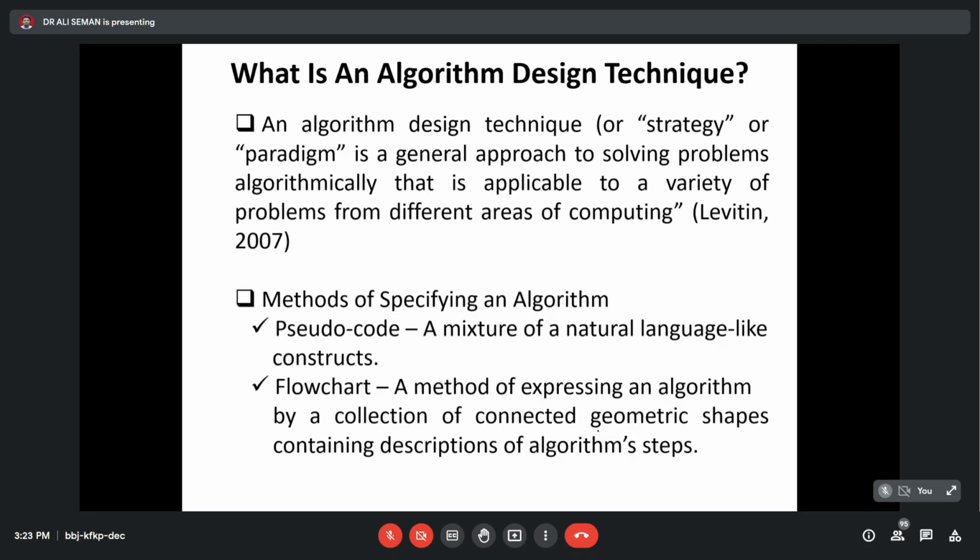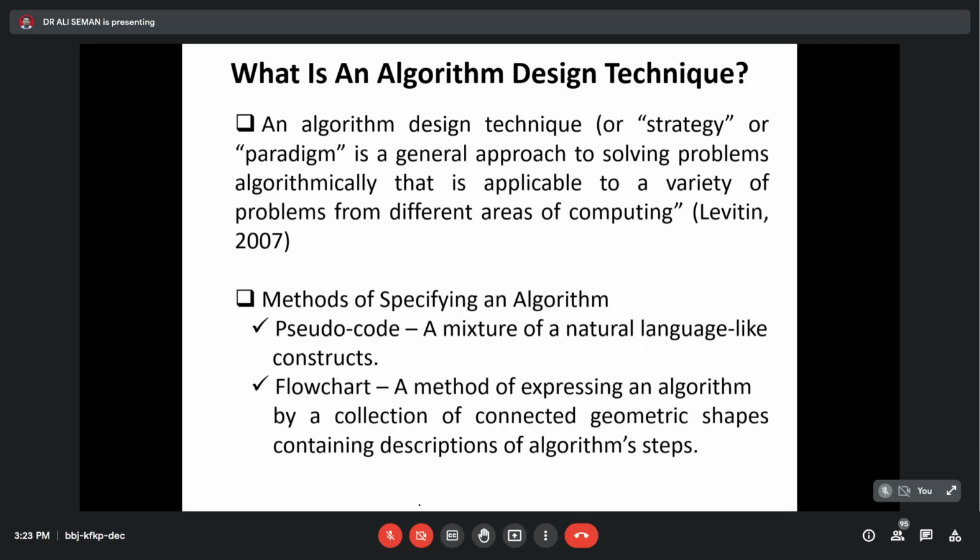What is an algorithm design technique? After you know a bit on the analysis, now I give you the overview. An algorithm design technique, sometimes called a strategy or a paradigm, basically the same thing, is a general approach to solving problems algorithmically that is applicable to a variety of problems from different areas of computing. This is the definition of an algorithm design technique.